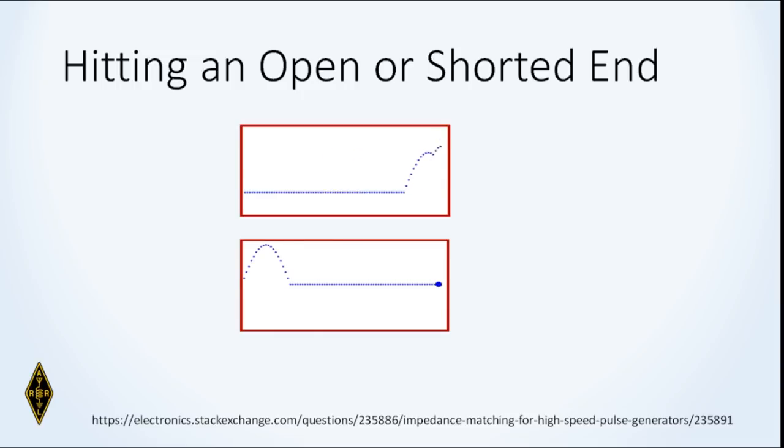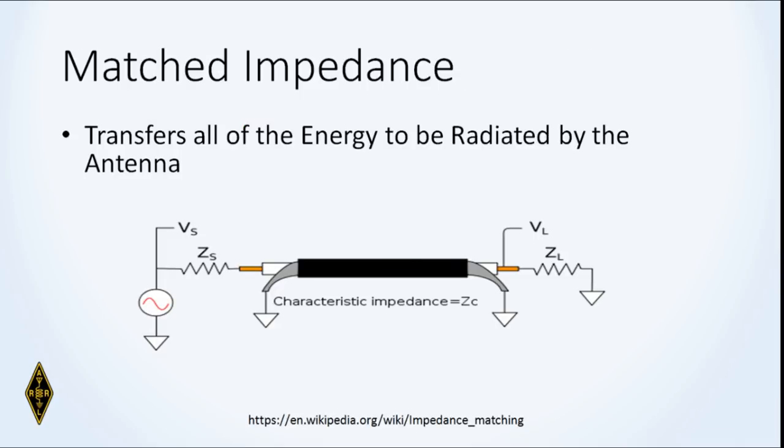If you're on a 50-ohm transmitter, 50-ohm line, and you have an open, all of the energy is going to come back. Or if you have a short, all of the energy is going to come back. And that's not good. You don't want that. What we want is the source impedance to match the characteristic impedance of the transmission line, to match the load impedance of the antenna or whatever system we're using. It transfers all of the energy, therefore, to be radiated by the antenna, and you don't lose any of the energy.